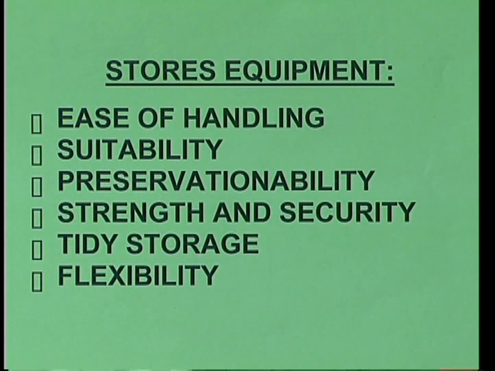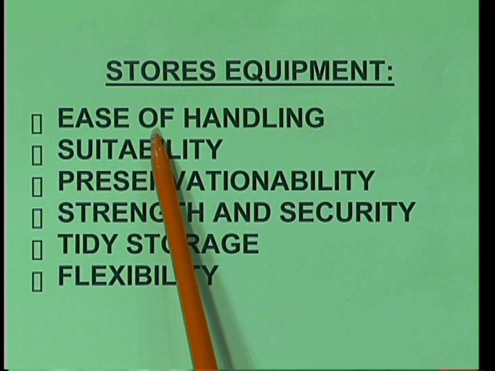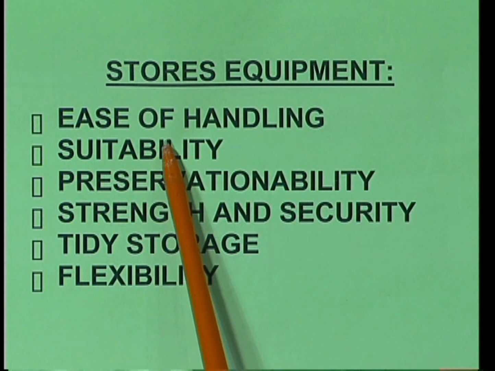Now we will go for the material stores equipment. So what are the stores equipment? Before going to the stores equipment, we should see what are the requirements before taking particular equipment. What is that we have to see? Before selecting an equipment, we have to see the following things. Let us see here. The first character we have to see is ease of handling.